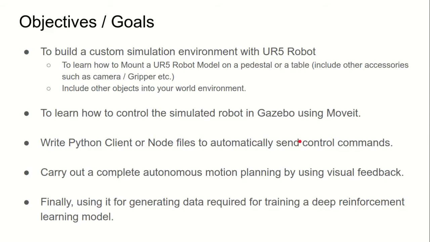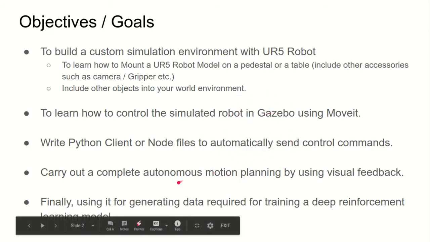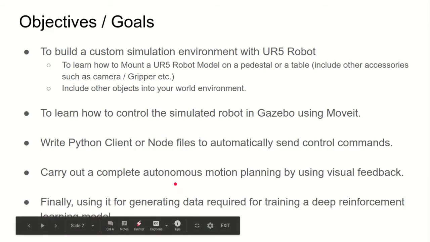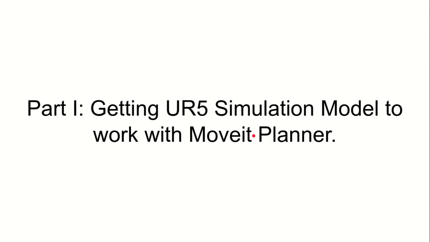So once we control it using Gazebo, we'd like to build our own nodes, or Python nodes, to control the robotic arm, and we want to demonstrate some autonomous motion planning using visual feedback. Finally, we want to use this entire simulation environment to train a deep reinforcement learning model. In this video we'll just cover the first part of this series, where we control a UR5 simulation model using the Moveit planner.